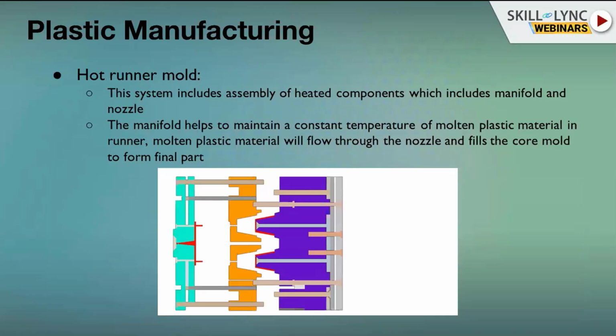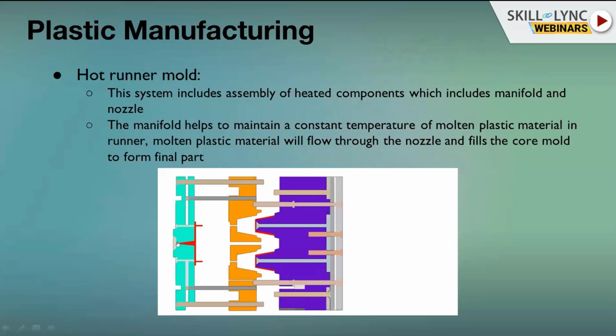The next manufacturing process is the hot runner mold. In this one, the system includes an assembly of heated components, which includes the manifold and the nozzle. The manifold helps to maintain the constant temperature of the molten plastic material in the runner. The molten plastic material flows through the nozzle and fills the core mold to form the final shape. Here you can see in the diagram, this area is known as the manifold, and this is a nozzle.